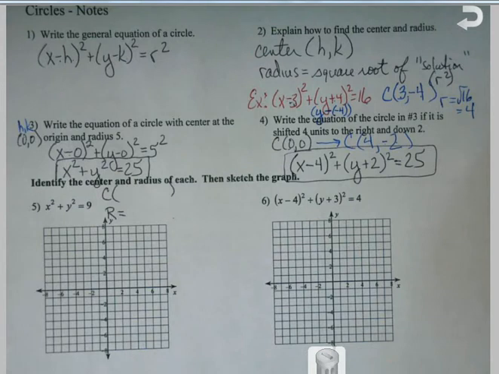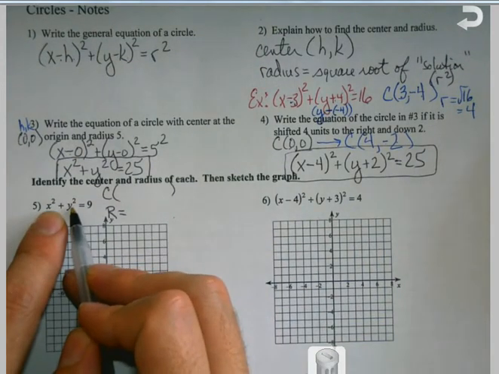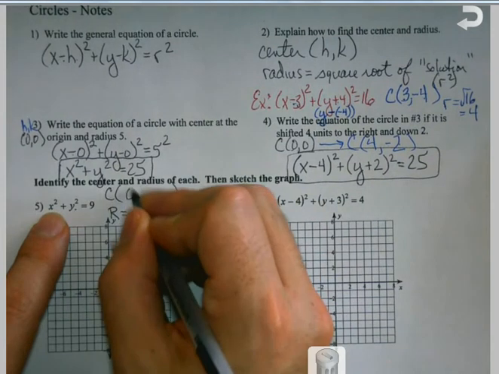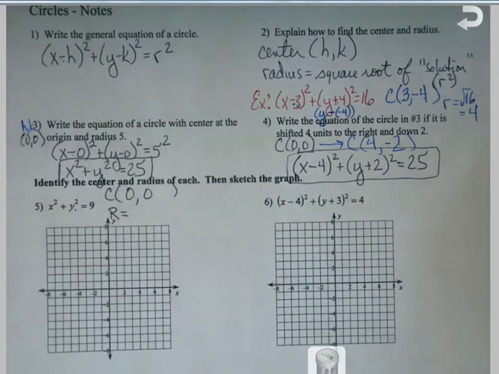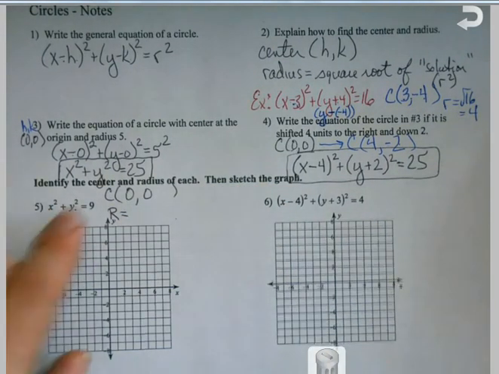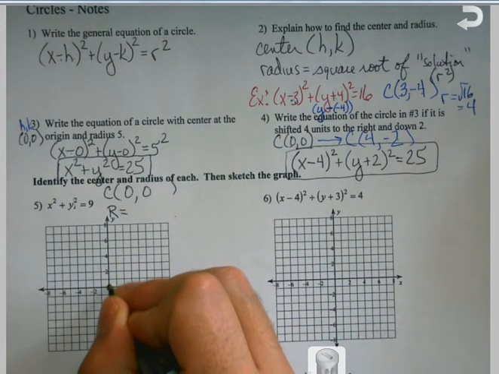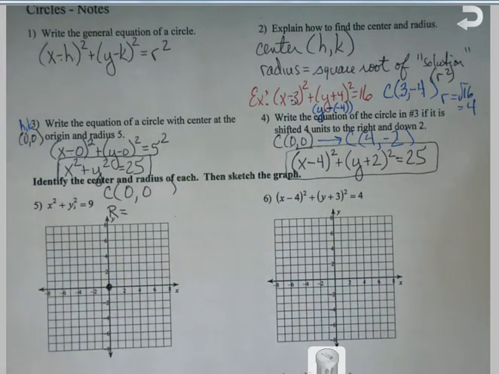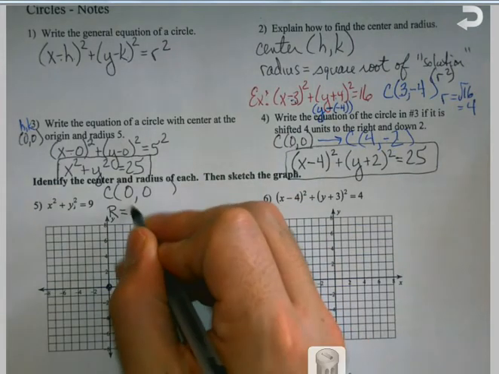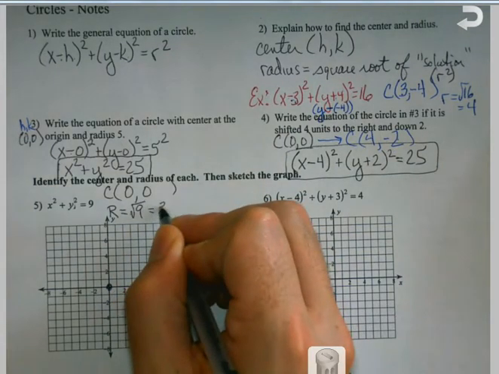Well, let's see. I don't see any pluses or minuses here, so what's my center going to be at? Origin. At the origin, because if you don't see pluses or minuses, we assume they're zeros. It kind of works the same way number 3 did up here. So my center is going to be at 0, 0. What about my radius? 3, because it's the square root of 9, which is 3.